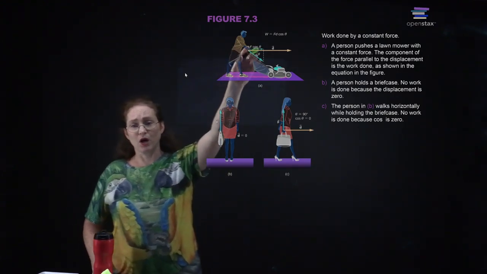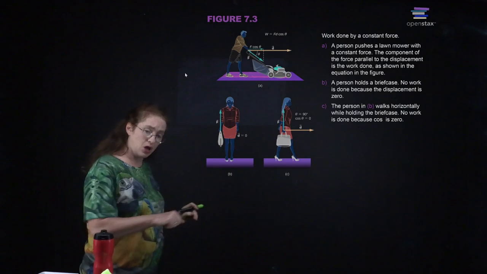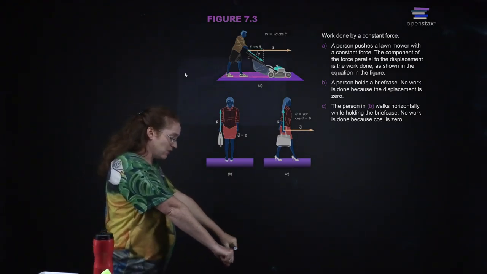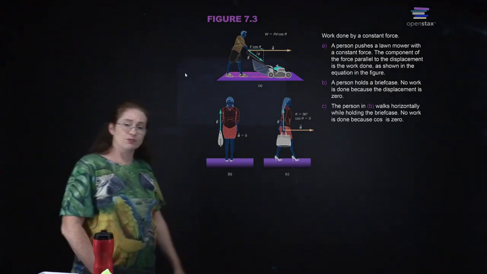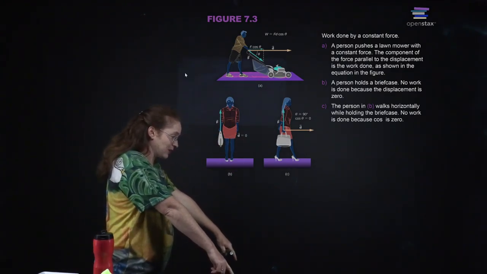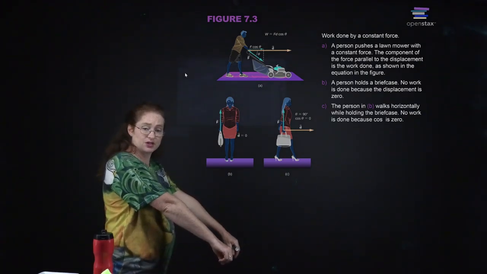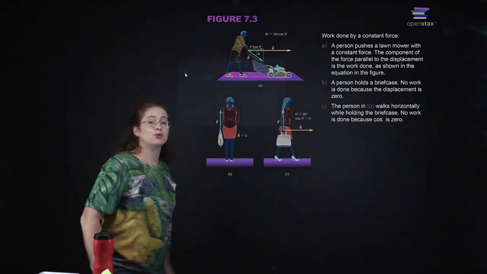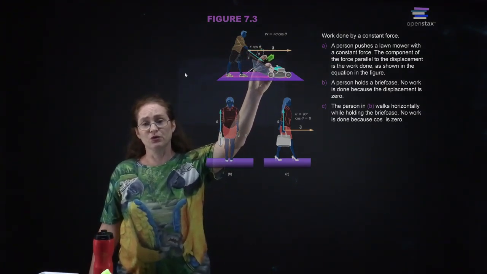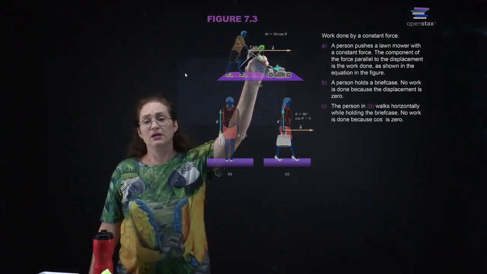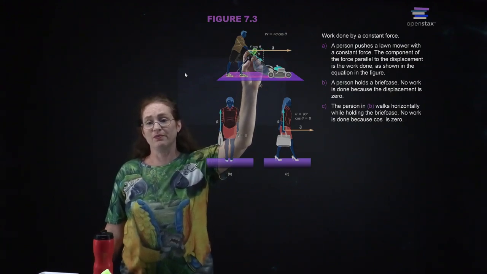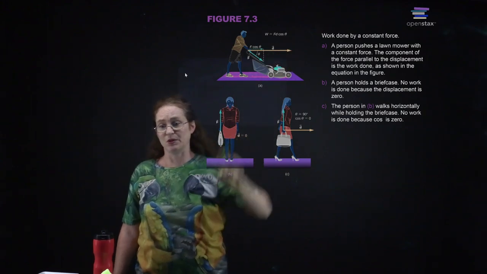Here you can see a more arbitrary case where you push a lawnmower. When you push a lawnmower, you are pushing down on the handle, so your force is not exactly parallel to the ground. There's some component perpendicular to the ground. And then the dot product of the force with the displacement is less than the product of the magnitude of the force and the displacement.